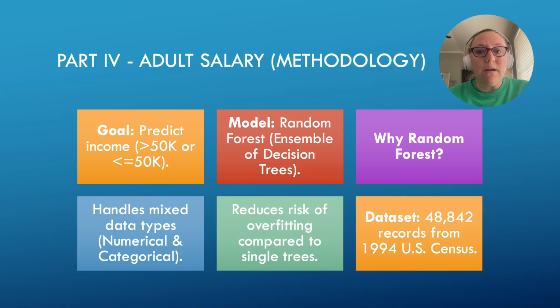Moving on to part 4, we utilize the adult salary dataset to predict if an individual earns more or less than $50,000. For this model, I chose Random Forest for this task. Random Forest is excellent here because it handles the mix of demographic, our categorical variables, and financial, our numerical data, very well. It also generally avoids overfitting better than a single decision tree by averaging predictions across multiple trees.